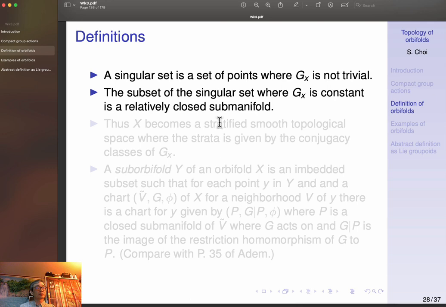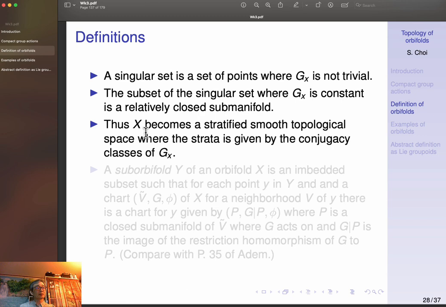So the singular set is the set of points where G_x is not trivial. The subset of the singular set where G_x is constant is a relatively closed submanifold. Relatively closed means that for each point you can find a neighborhood where the intersection is a closed subset. This is a very good fact, because you can prove it using the linear chart: in the linear chart, where G_x is constant is easily shown to be a linear subspace, so you can use that fact.